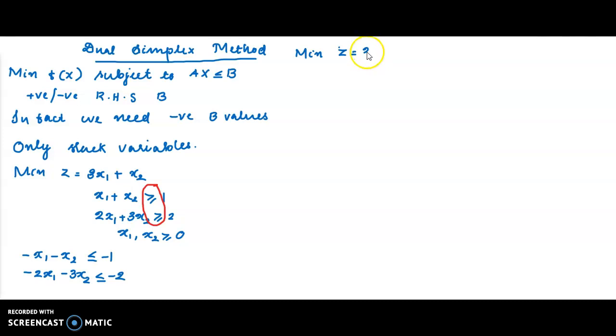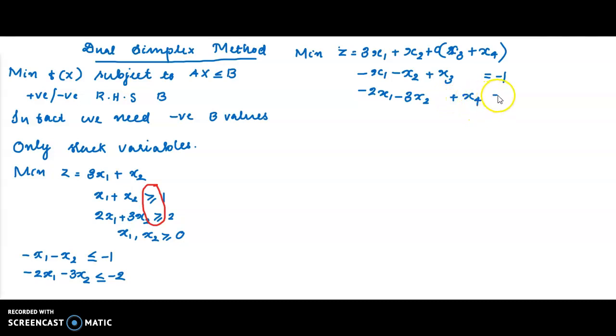Minimize z equal to 3x1 plus x2, plus 0 times x3 and x4, where x3 and x4 are the slack variables, subject to minus x1 minus x2 plus x3 equal to minus 1, and minus 2x1 minus 3x2 plus x4 equal to minus 2, with x1, x2 greater than or equal to 0, and x3 and x4 the slack variables, all greater than or equal to 0.